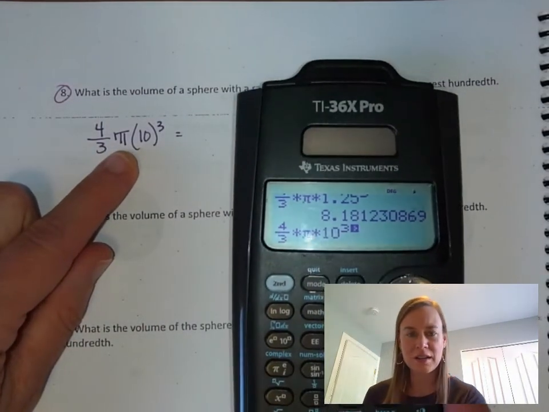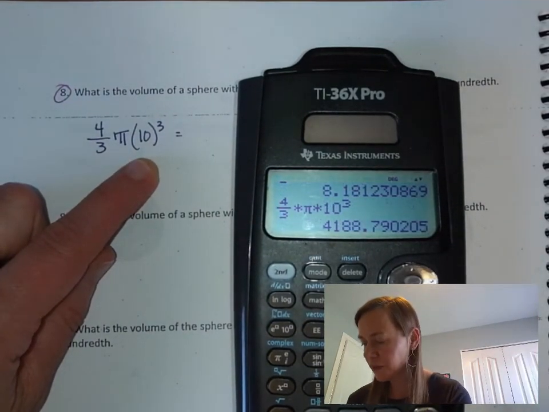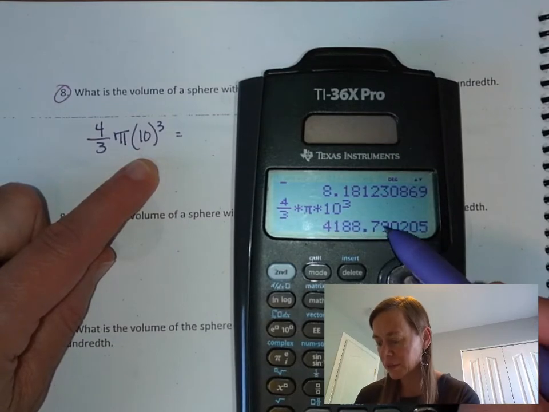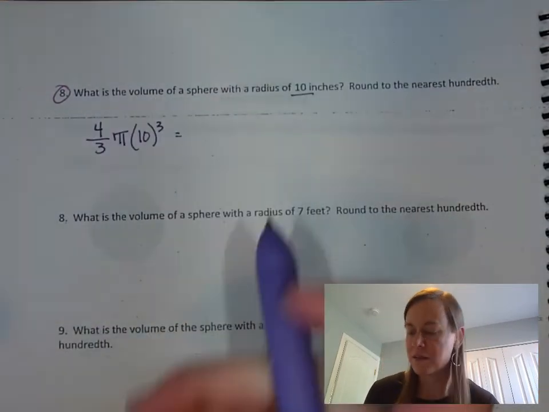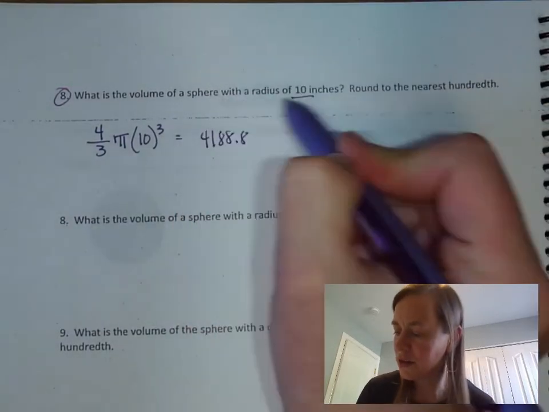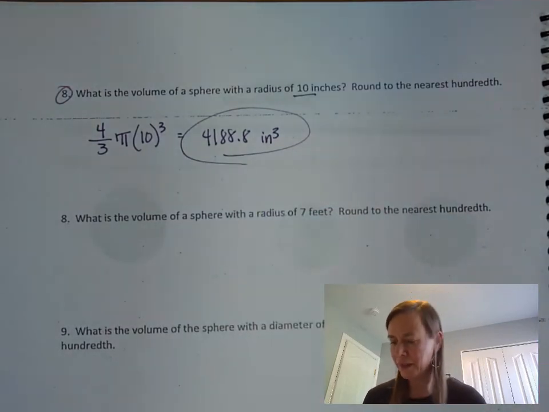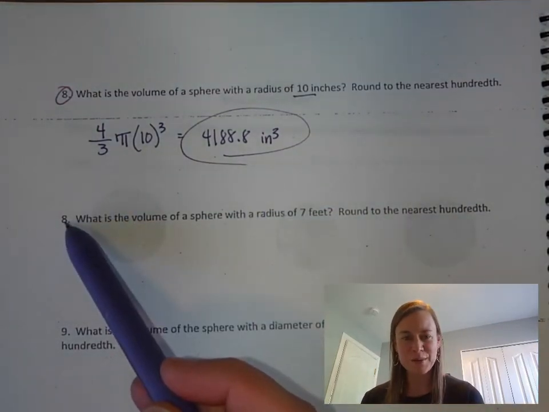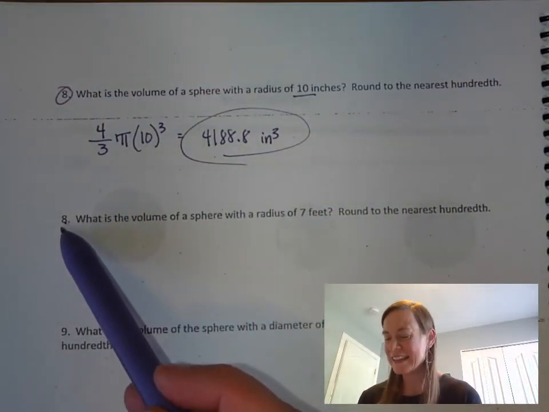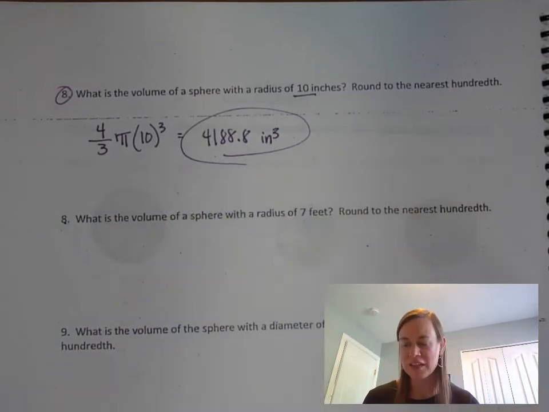Make sure it's all entered in there right. Looks like I've got it. And then what does it equal? 4188 point, we're going to bump that up to an 8. 4188.8, and our units would be inches cubed. Okay? And then this other number 8, you get 2 number 8s today. Aren't you lucky? This other number 8 would be really similar. I'm going to skip that. You would just plug in 7 instead of 10.